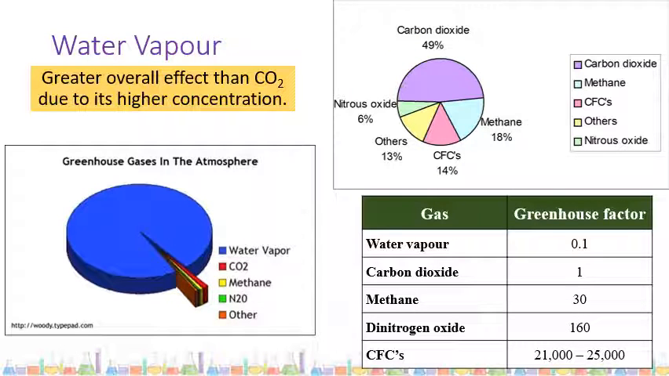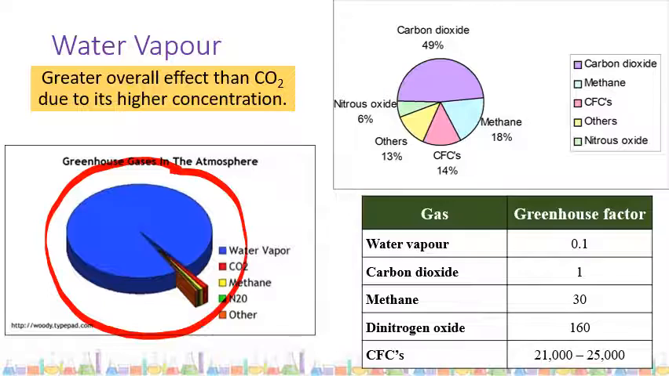So the next gas we're going to look at is water vapor. And this actually has the biggest impact on the greenhouse effect out of all of the gases. The reason for that is its higher concentration. You can see in the first pie chart over here, the blue section is water vapor. The other gases that we're discussing here only make up about 5% of the atmosphere.